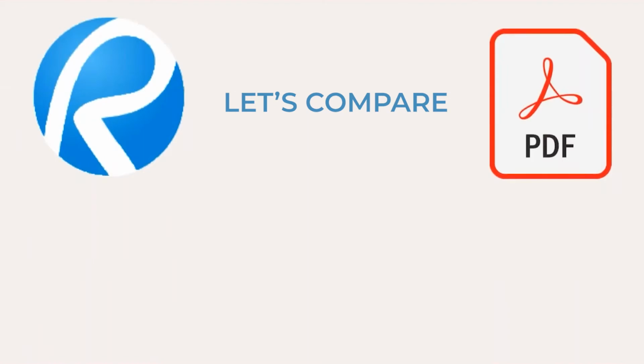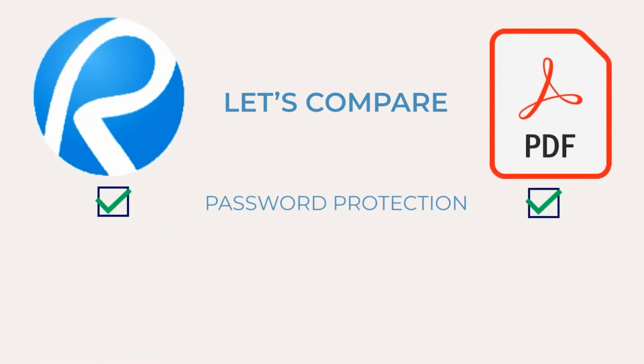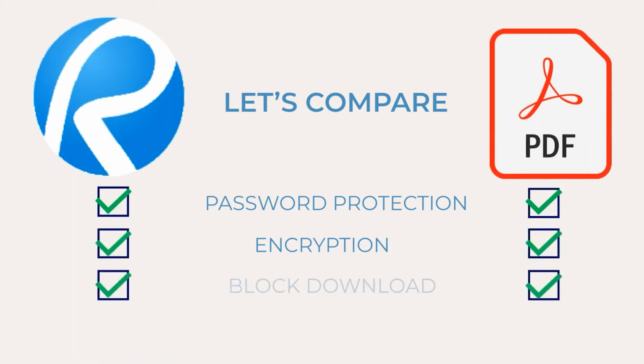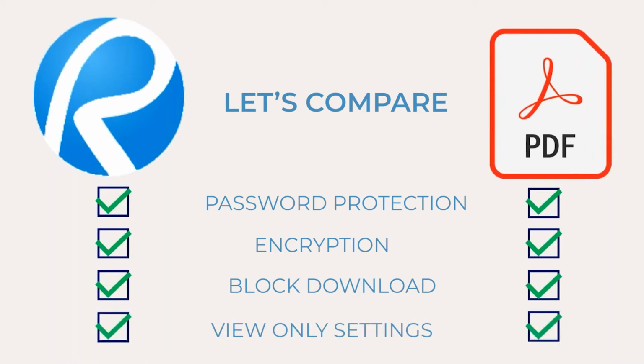So let's compare Bluebeam and Adobe here. Password protection, they both have it. So that's something that both applications are going to provide you as far as security. Also encryption, you can encrypt your PDFs. You can block download if you're sending them especially to a third party. You can send just for viewing only and blocking the download. So you definitely have all of those settings in both.